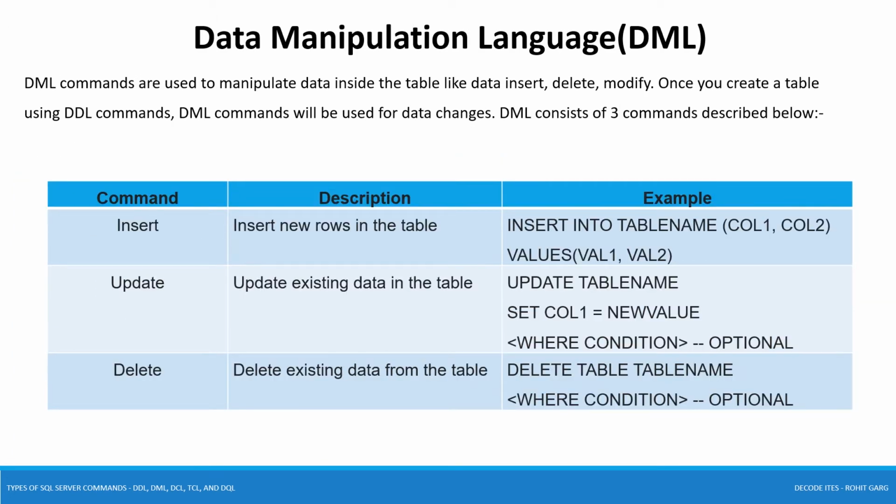Data Manipulation Language, DML. DML commands are used to manipulate data inside the table, like data insert, delete or modify. Once you create a table using DDL commands that we discussed in previous slides, DML commands will be used to insert or modify existing data in the table. DML consists of 3 types of commands: insert, update, and delete. Insert is used to insert new rows in a table. Update is used to update the existing data in a table. And delete is used to delete data from a table.